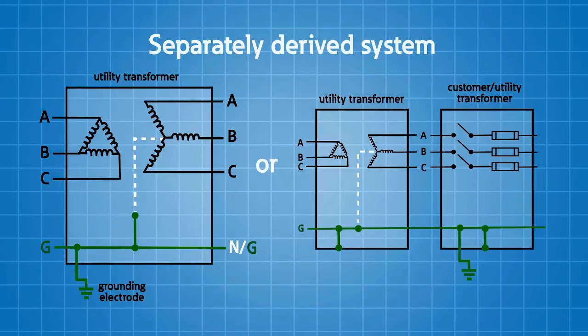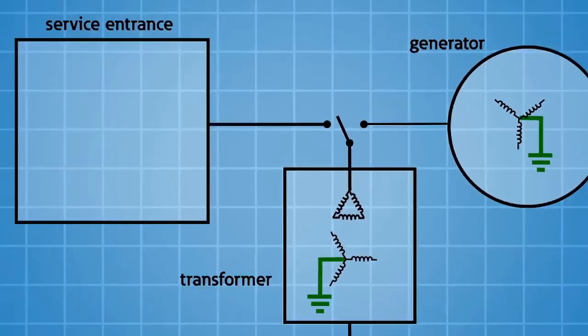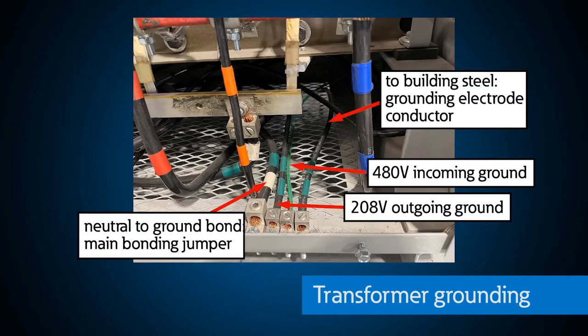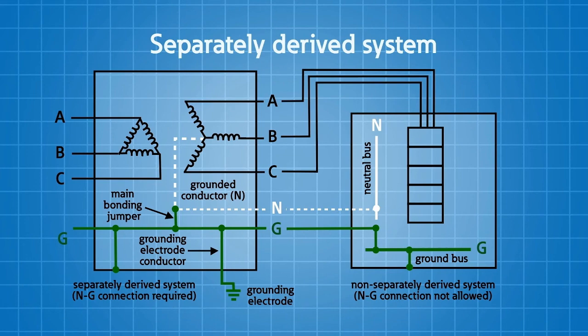Think of a separately derived system as a point downstream of the service entrance equipment where electrical isolation creates a new source. Usually, this is a new transformer connection or perhaps a generator. In either case, a new grounding and bonding scheme is required for this separately derived system. Here's an example of a separately derived system with delta-Y three-phase transformers. Here is the grounding electrode conductor, and the main bonding jumper. This establishes the grounded conductor that we talked about in the previous section.